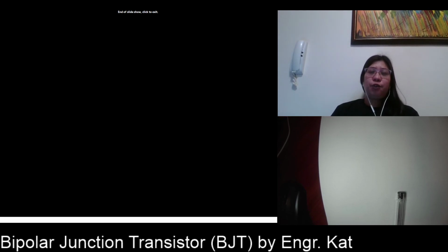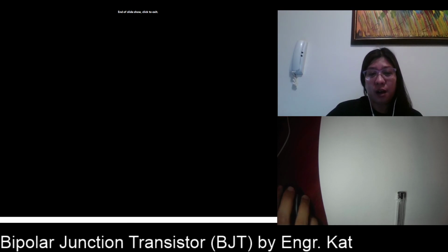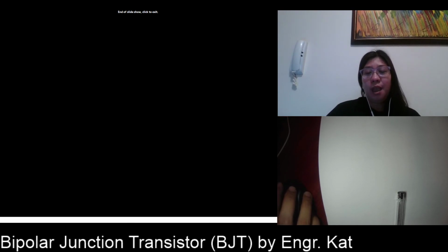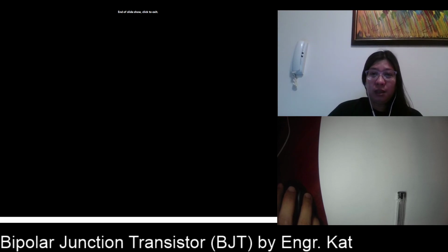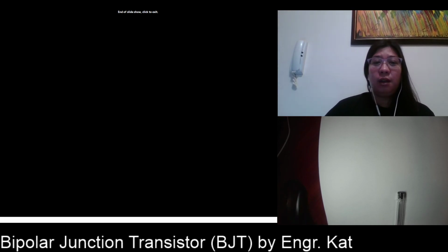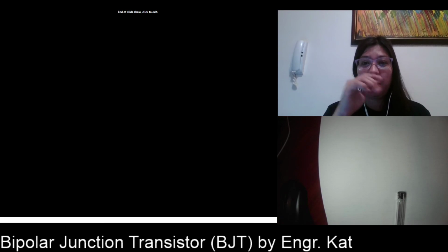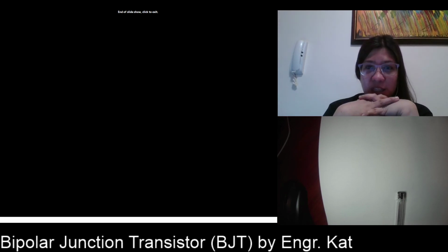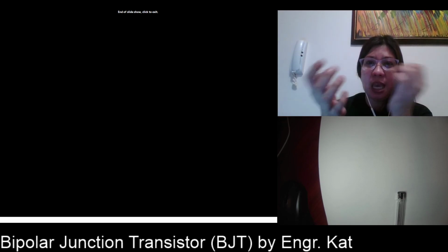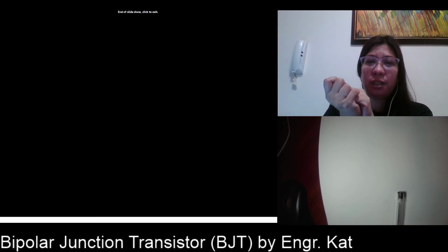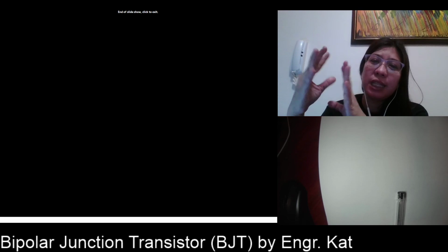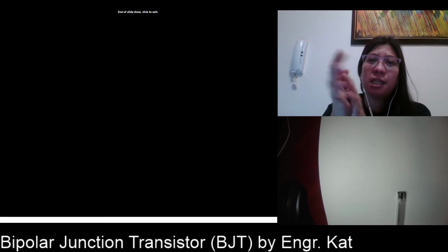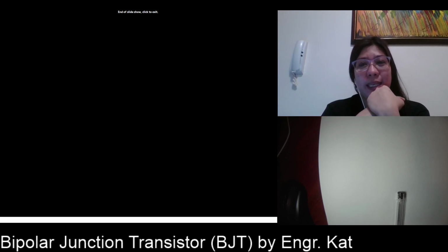bipolar junction transistor. Okay, so the next videos, if the COVID-19 will still not be solved, will be about field effect transistors. Just like in BJT, we will be discussing field effect transistors introduction first, and then its DC analysis, and then we proceed to its AC analysis.